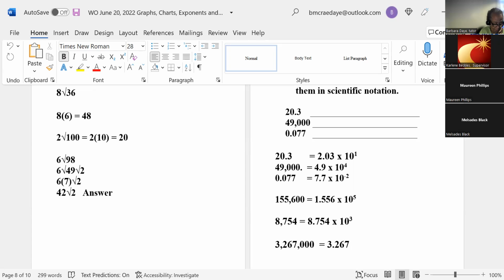So 3.267 times 10. How many places did you move it? Just count. 6. That's right. So you move this to the left, positive exponent. So that would be 6.